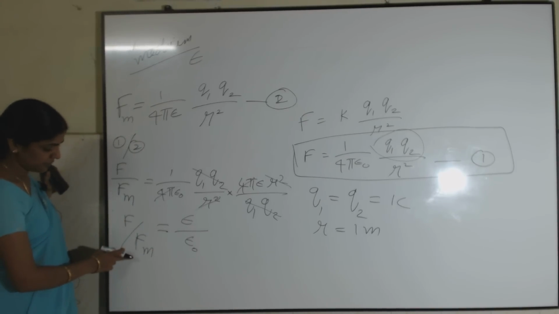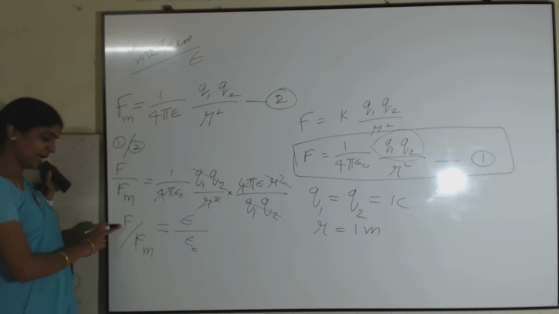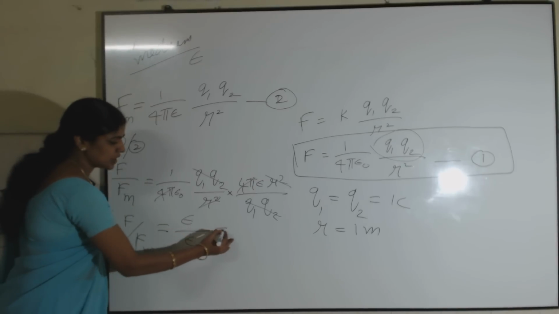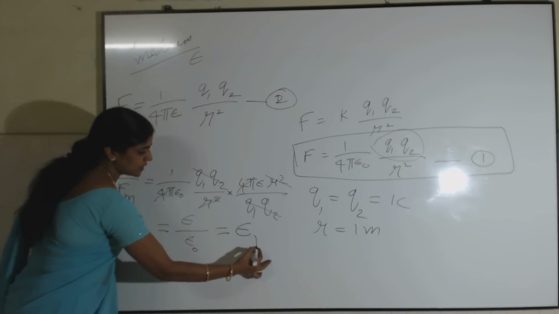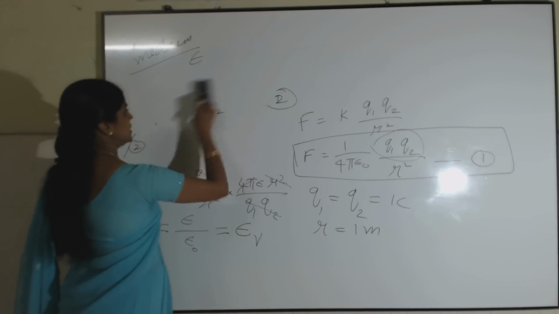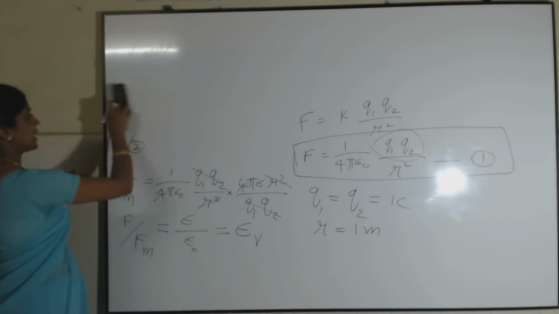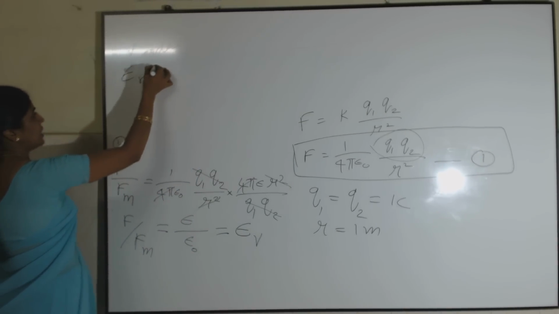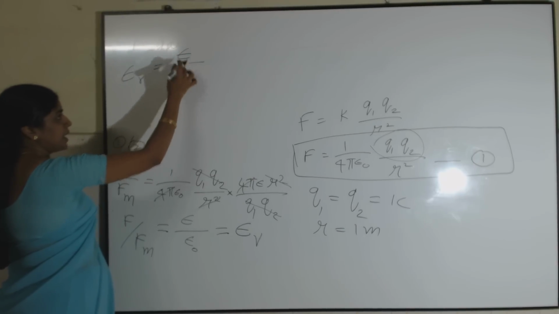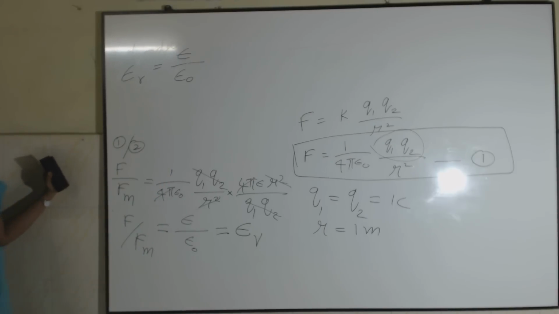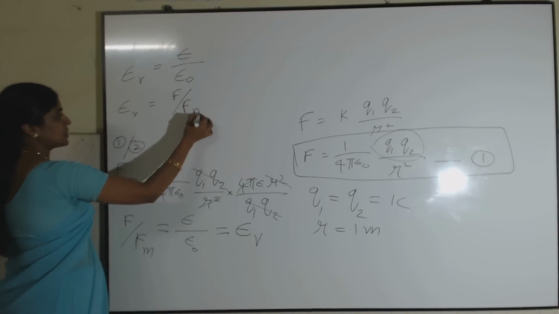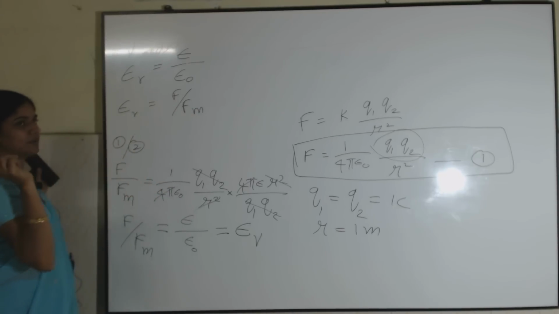So here the ratio between these two forces, when they are kept in the air or vacuum to that of the medium, is nothing but epsilon by epsilon naught. This ratio we call the relative permittivity, epsilon R. I can write epsilon R is equal to the ratio between the permittivity of a medium to that of free space or vacuum. I can also write epsilon R is equal to the ratio between the forces when they are kept in air or vacuum to that of the medium.